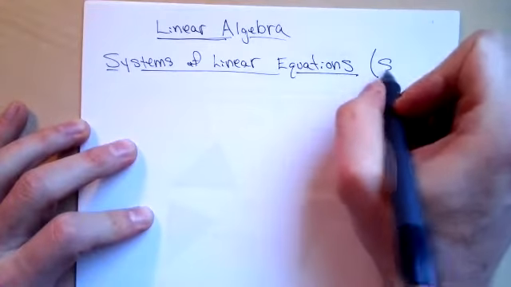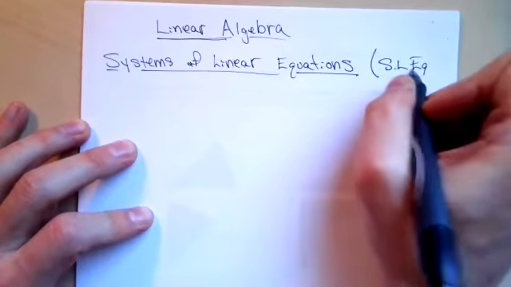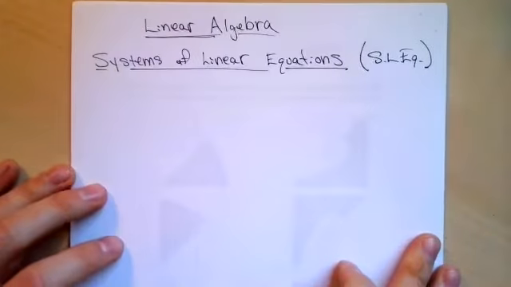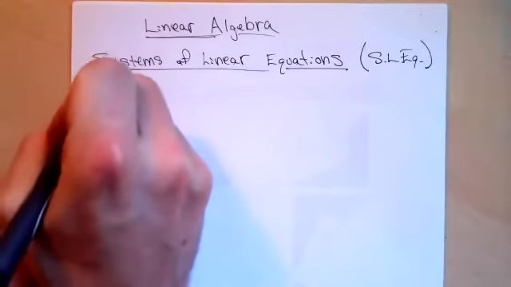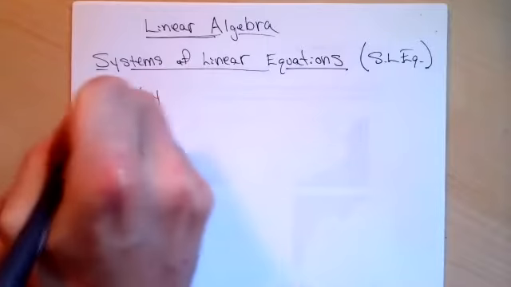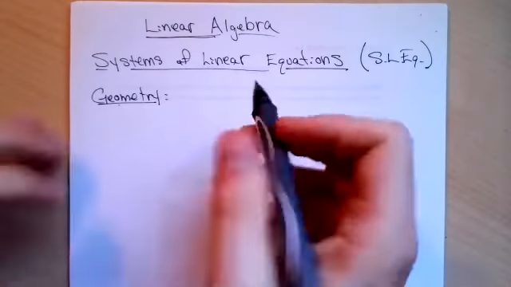So systems of linear equations, I don't want to write all of that out. I might just abbreviate it. Systems of linear equations, or maybe put EQ there for equations. So we're going to start off with the geometry of systems of linear equations. So a system of linear equations is just a set, a collection of linear equations.